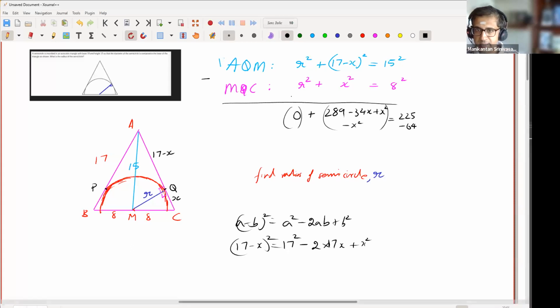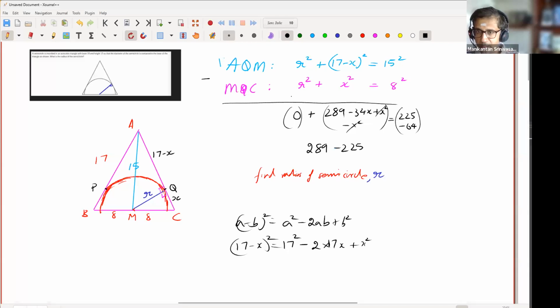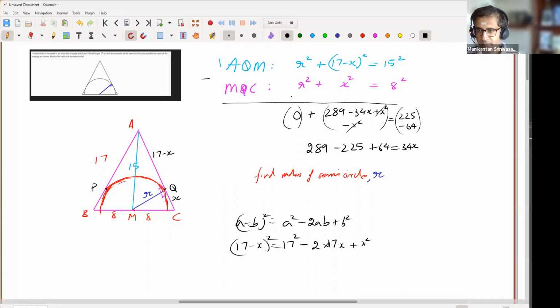So the left side is this, R square minus R square is 0. 17 minus x whole square minus x square is this. And then the right hand side is this. Now, x square also gets cancelled. Now it's very simple to simplify. So I have 289 minus 225 plus 64, by bringing these to this side, equal to 34x. Now I can solve for x very easily.